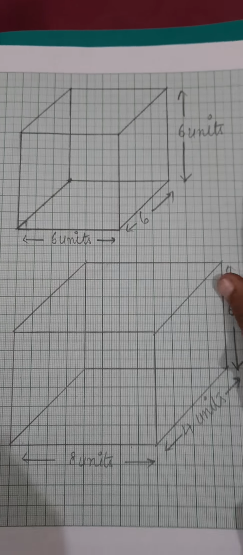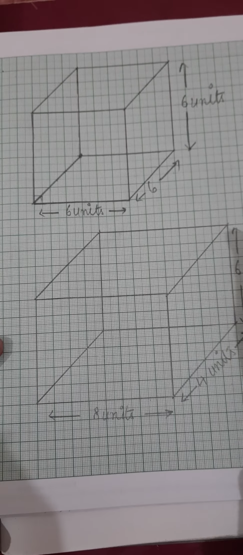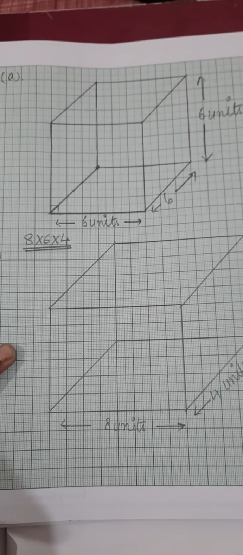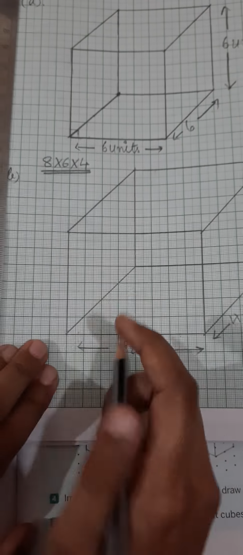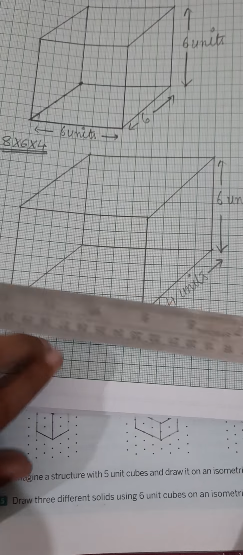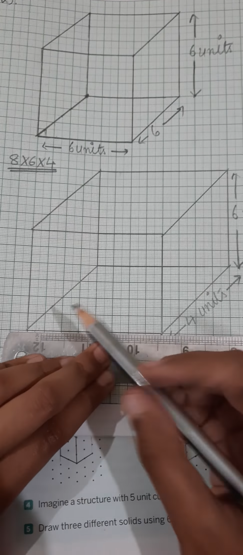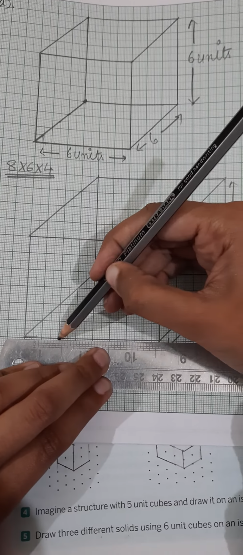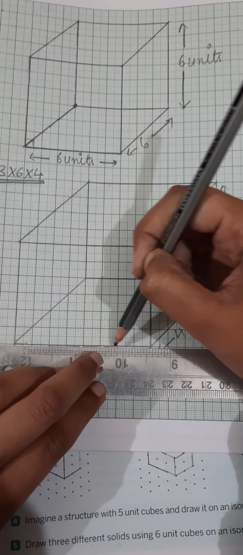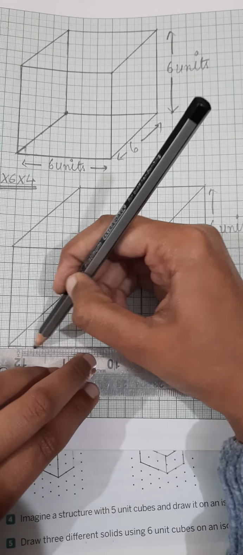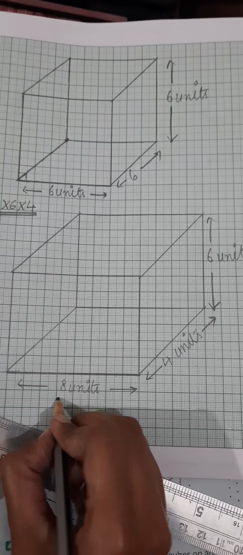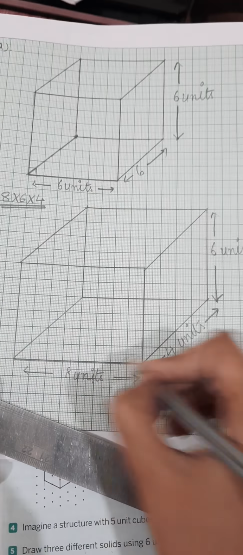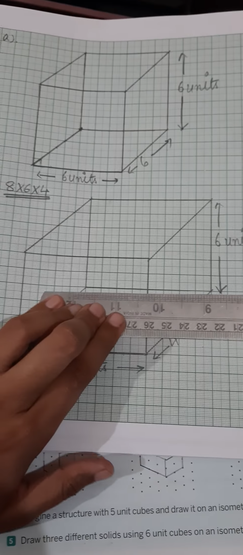Okay. Now let's do the B part, in which you have to make the cuboid whose dimensions are 8 into 6 into 4. So now you can take this base as 8 units. What I have done here is I have joined 8 boxes. Look, 1, 2, 3, 4, 5, 6, 7 and 8. So I have joined these 8 boxes. And joining these 8 boxes completely will give me the measurement of 8 units. Right? Similarly, this also is going to be 8 units.